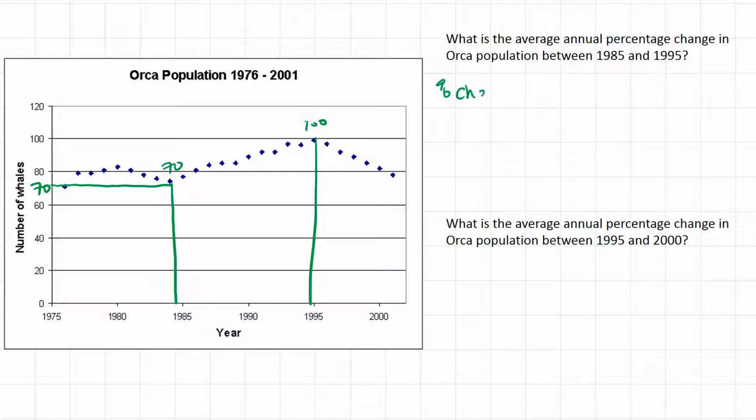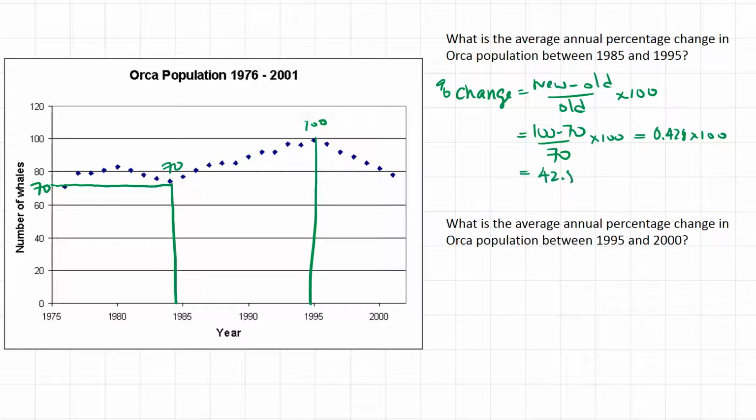So the percentage change is the new value minus the old value divided by the old value times 100. So it's 100 minus 70 divided by 70 times 100, which works out to be 0.428 times 100, or 42.8%, and if we're going to round that, it'll be 43%. But that's 43% in 10 years. We want the annual, so per year. So annually, that means we're going to take the 43% and divide it by 10 years to get a 4.3% increase on average per year.